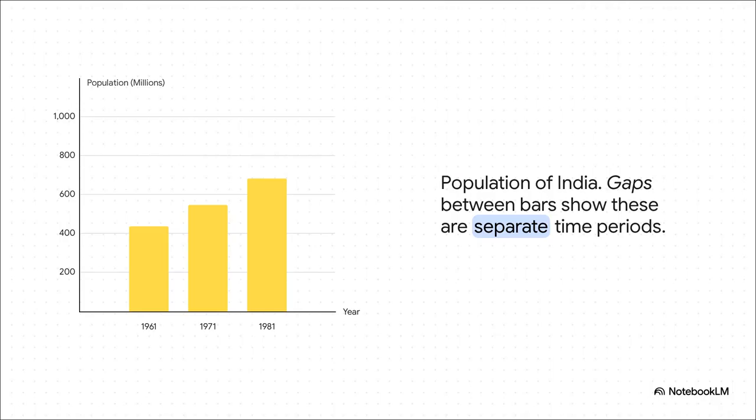Here's a perfect example. We're looking at population data. Each bar is a totally separate time period, and see how the gaps between them reinforce that idea? Your brain gets it instantly. You see the story, a clear pattern of growth over time.